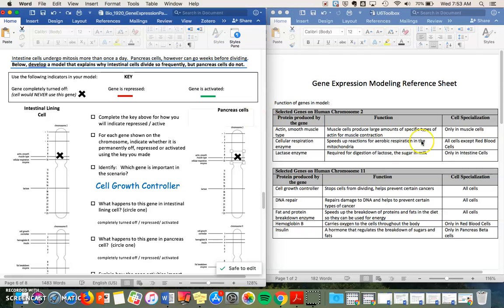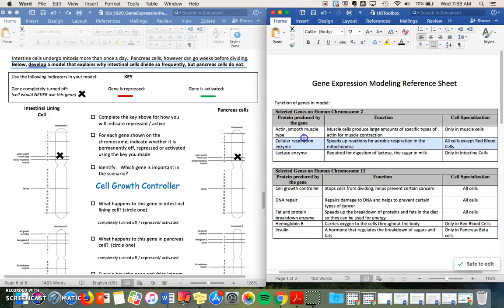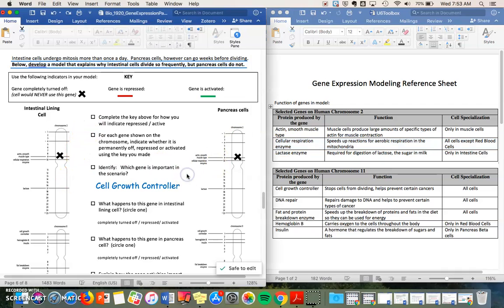All right, the cellular respiration enzyme, that's in all cells except red blood cells, and this is an intestine cell or a pancreas cell, so I automatically know that my cellular respiration enzyme is going to be turned on. That makes sense because all cells need to do cellular respiration for energy.